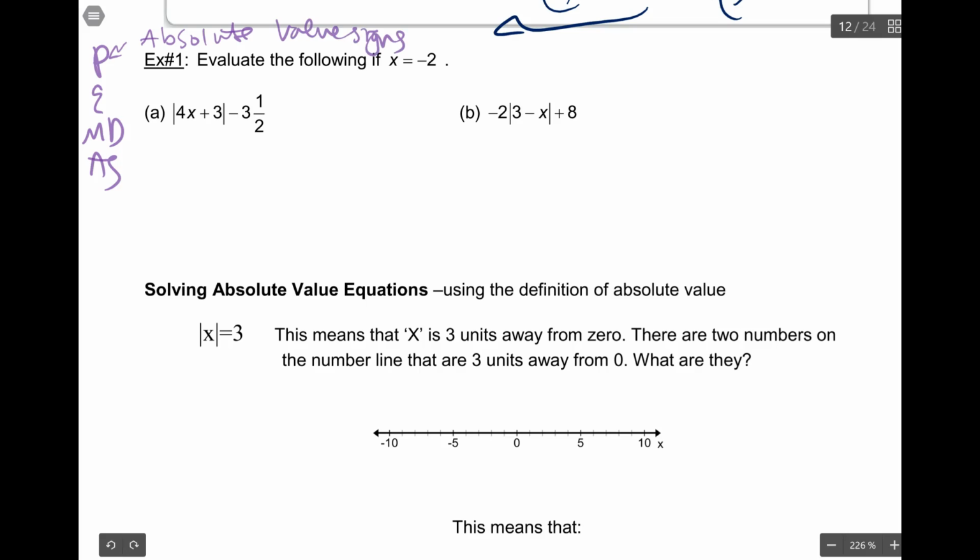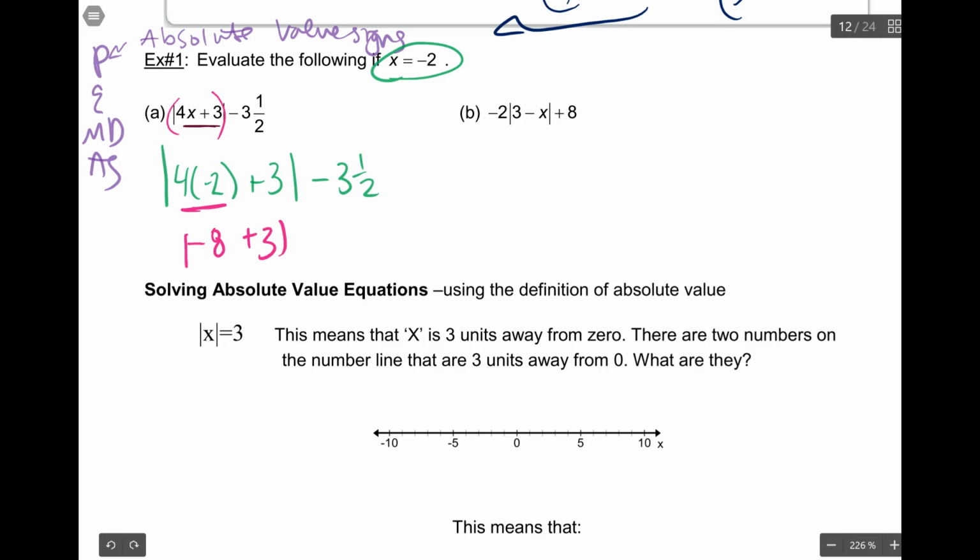So that means when I look at a, I'm going to have to solve for 4x plus 3 first before I can solve for anything else. Here, x is equal to -2, so I'll just plug that in: the absolute value of 4 times -2 plus 3, minus 3.5. I have to evaluate inside the parentheses, aka the absolute value signs, first. So I need to do 4 times -2, so that's -8. And then I'm going to do -8 plus 3, so that's going to be -5, absolute value, minus 3.5.